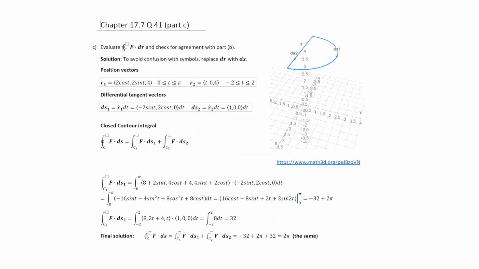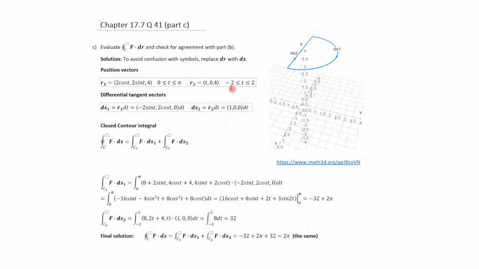The next step is to evaluate the left-hand side, and then check that we have agreement with part B. To avoid confusion, we're going to replace the symbol dr with ds, because r is used in another context. The position vector r1 for the semicircular portion is 2 cos t, 2 sin t, 4. It's 4 because we're lying on the z equals 4 plane, and we're going around half a circle, so t is going from 0 to pi. For this line segment, we're going from -2 to 2, and so the parameterization of that line is t, 0, 4. Again, 4 is because it lies on the plane z equals 4.